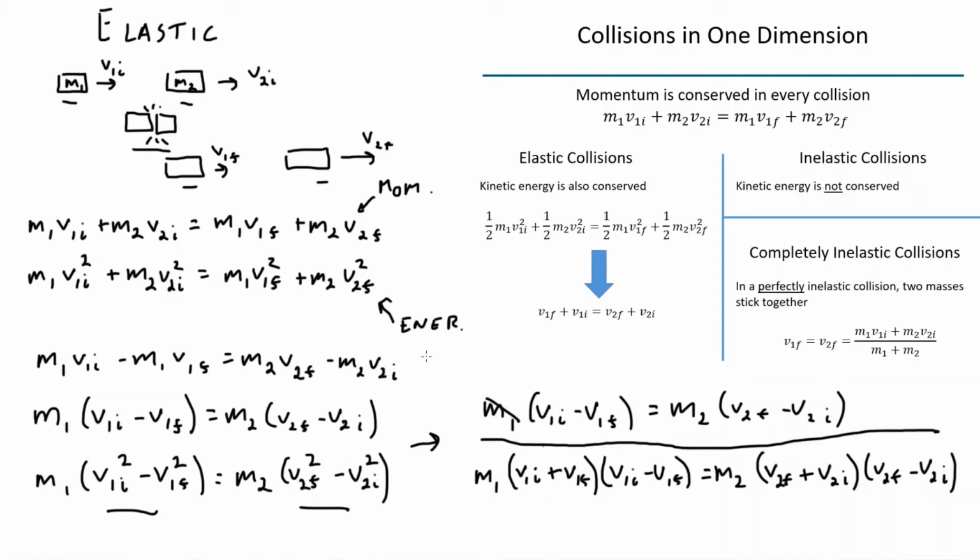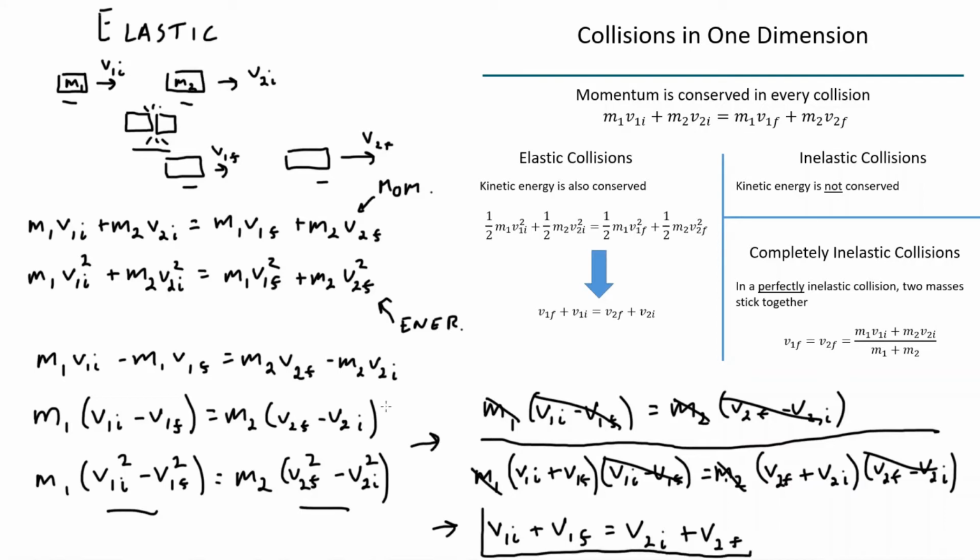m1 cancels out. m2 cancels out. v1 initial minus v1 final cancels out. v2 final minus v2 initial cancels out. And this all becomes v1 initial plus v1 final equals v2 initial plus v2 final. So this is a special equation that I get if I have an elastic collision.